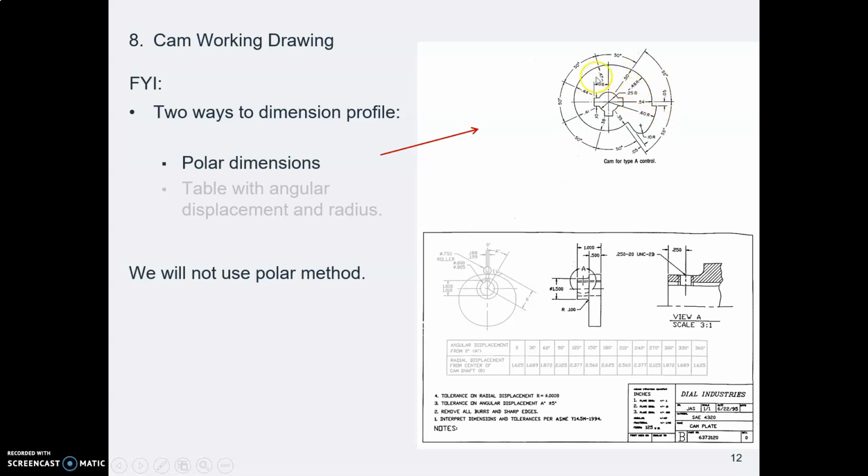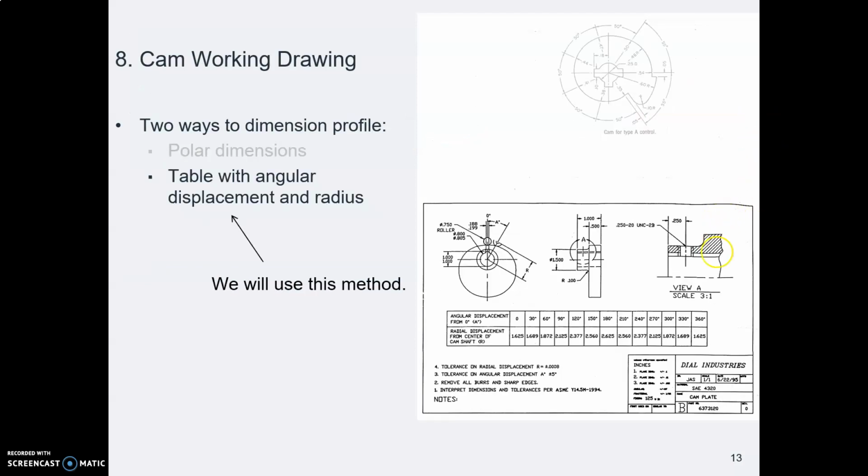You could use polar dimensions with an angle dimension every so often, and then a radial distance at that angle. That's, in my opinion, hard to read, and it's going to make a really crowded cam drawing. So we're not going to use that. We're going to use this other method with a table. And in our table, we'll write a heading for each angle that we're recording, and then we'll give the distance from the center of the cam out to the center of the follower.